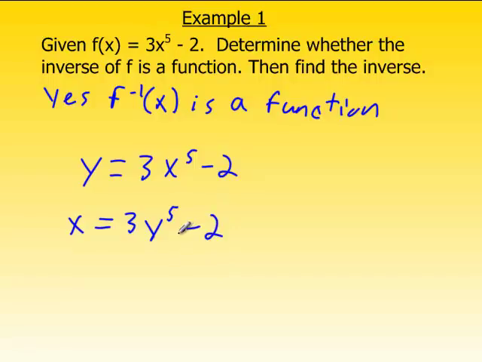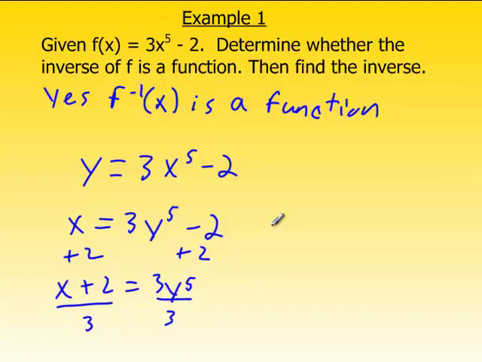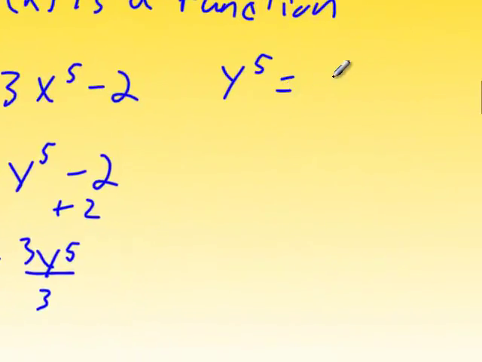And now all I have to do is solve for y. So I'll add 2 to both sides, leaving me with x plus 2 equals 3y to the 5th. And then I'll divide both sides by 3, which will leave me with, I'm going to go ahead and flip this around, y to the 5th equals x plus 2 divided by 3.